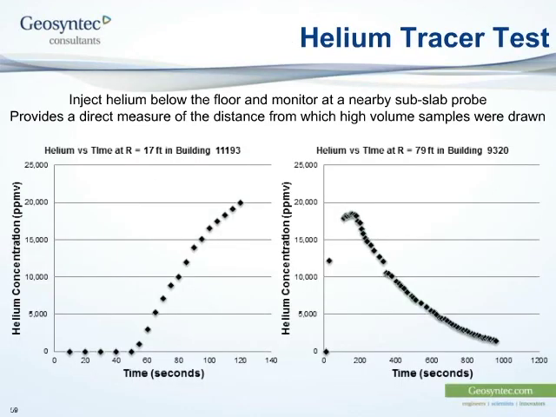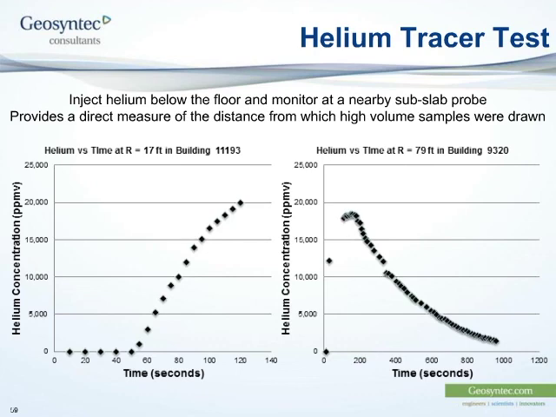By reversing the fan and blowing into the subsurface instead of sucking out of it and adding some helium, then you can monitor the arrival of helium at remote locations and work out the distance over which samples were collected during the initial high volume sampling stages.